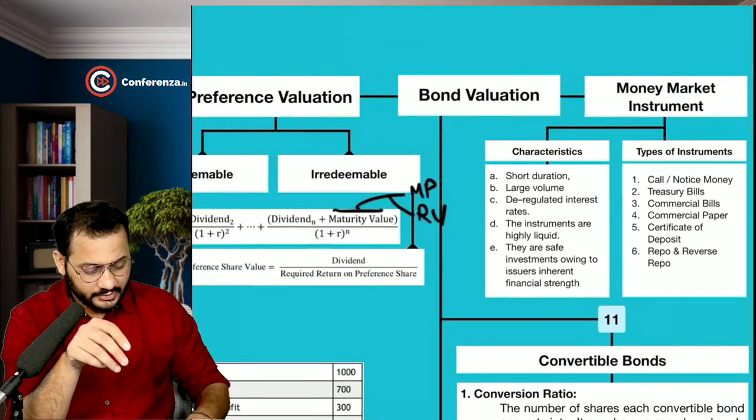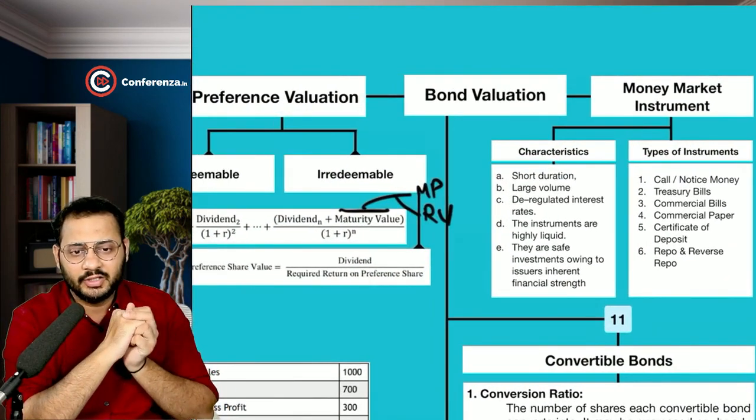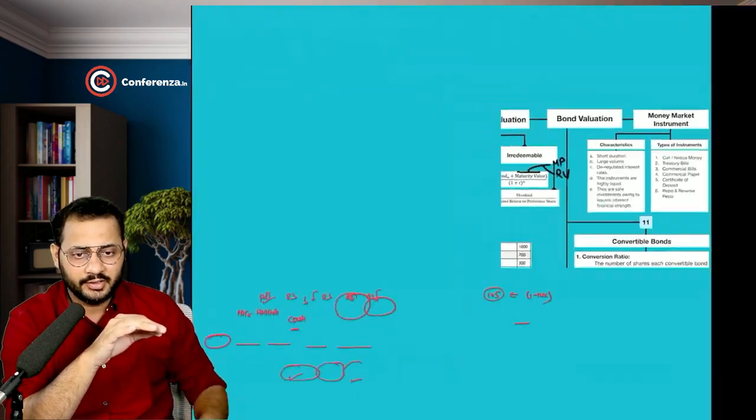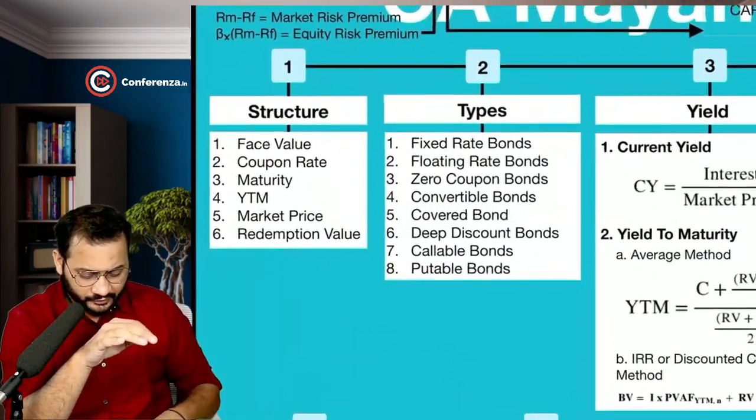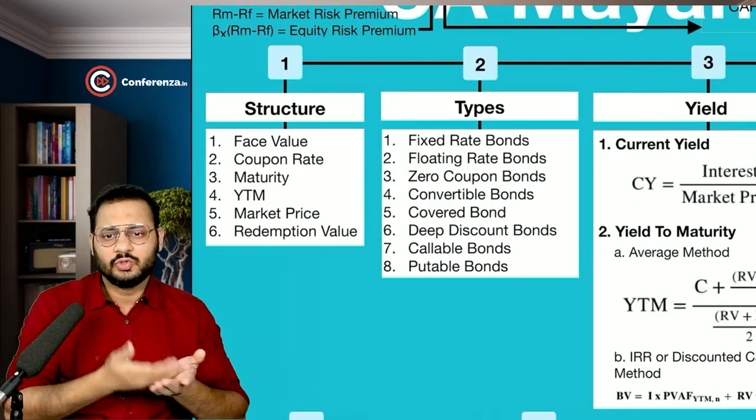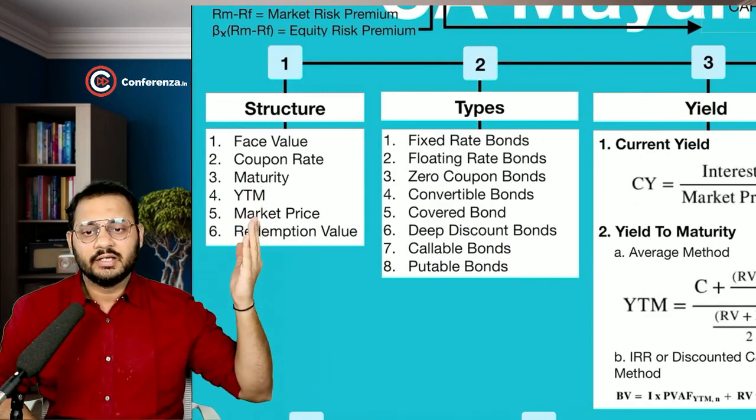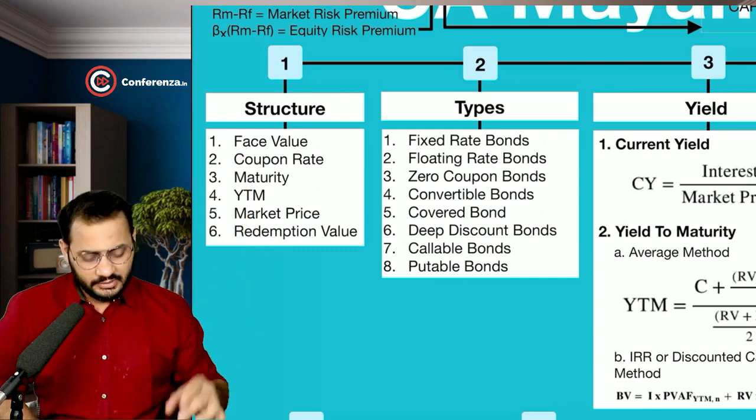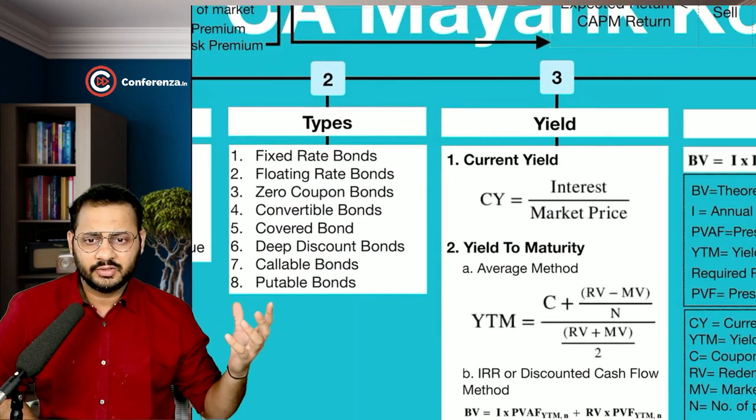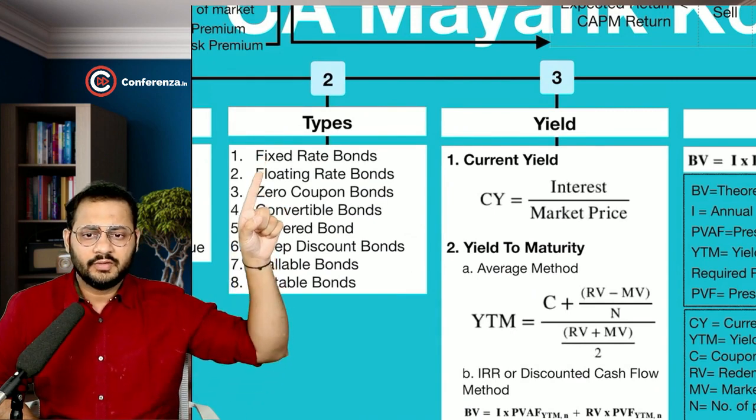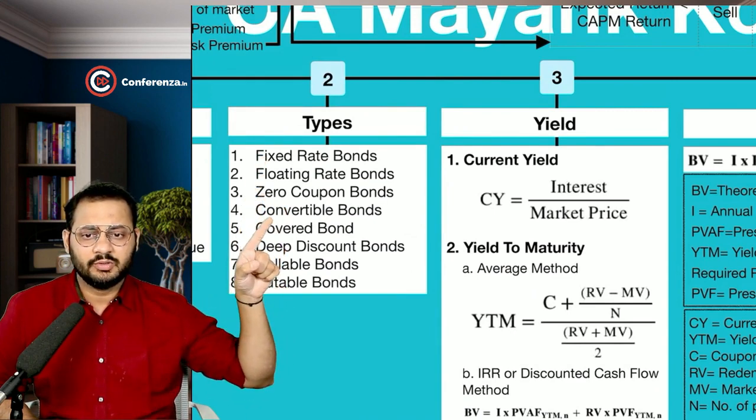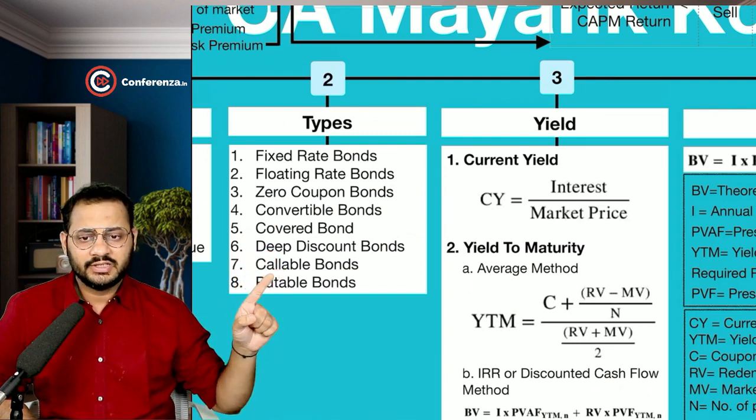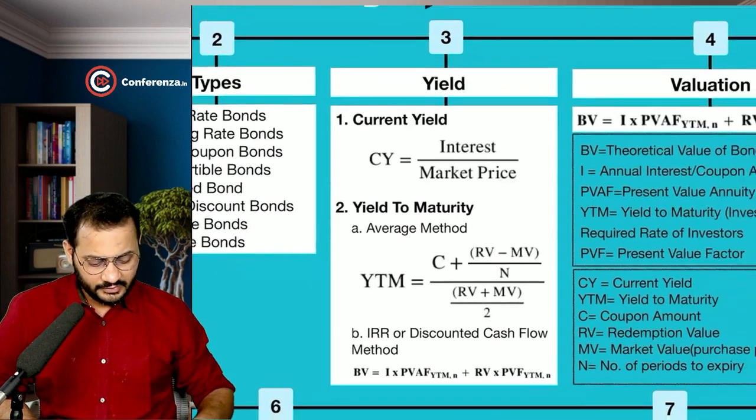If you will see, there is the fourth concept, which is bond valuation. It has in total 11 sub parts. Let's start from the first one. The first one was structure, face value, coupon rate, maturity, YTM, market price, redemption price. Everything has been discussed in the past questions. This is going to be related to the theory. We have seen some zero coupon bonds. Convertible bonds will be a bigger topic later on. Then we have seen some callable bonds and puttable bonds as well.